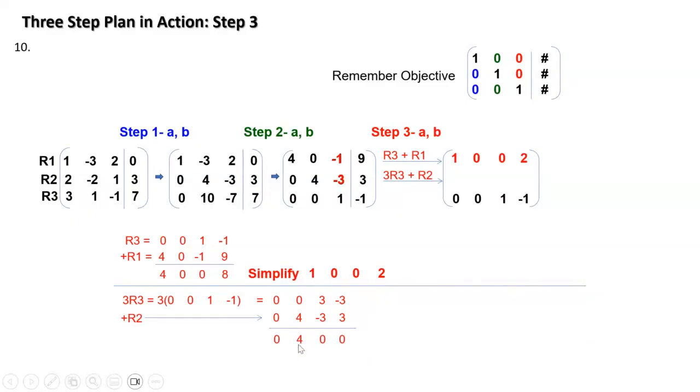We divide everything by 4, right, because we want it to be a 1 there. So we divide everything by 4, so we get 0, 1, 0, 0. You see, guys, this is my solution to 0, negative 1. That's the answer for this part here.